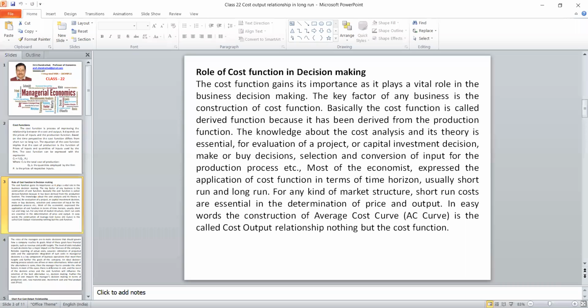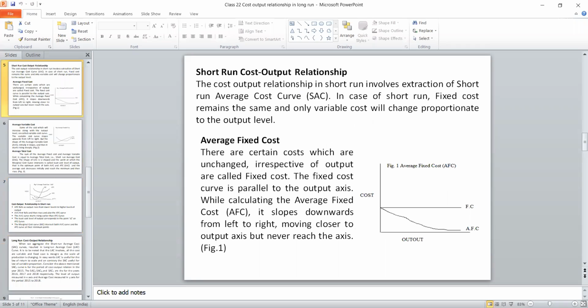Now we are going to explain this particular cost output relation both in the short run and the long run. If they ask in the short run only, you complete with the short run SAC alone. Suppose if they ask in the long run, first you have to explain the short run, and then the aggregation of this short run will become the long run. I hope you understand.